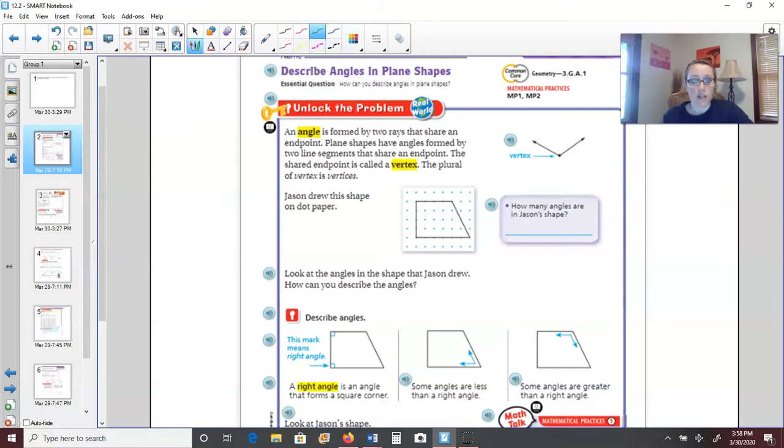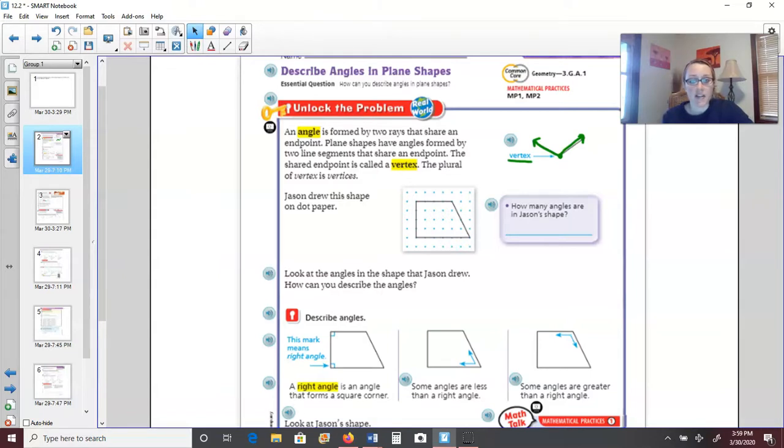Let me make this a different color. Okay, so it has an endpoint, and then it continues on forever in one direction. That's a ray. But today we're going to talk about angles, and an angle is formed when you put 2 rays together, such as this. And when those 2 rays come together and they share the same endpoint, that endpoint is called a vertex. The plural of vertex is vertices, which is a grammar lesson for another day.